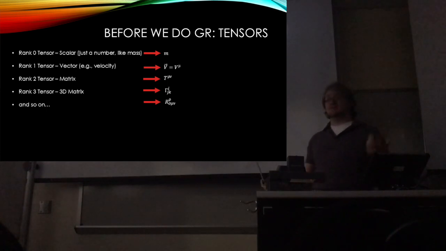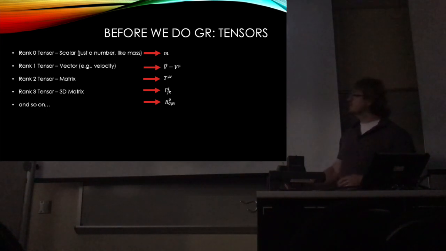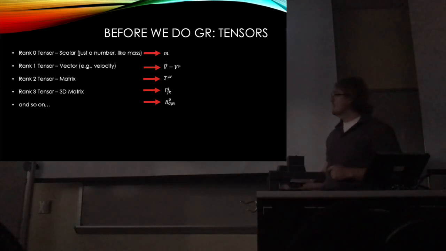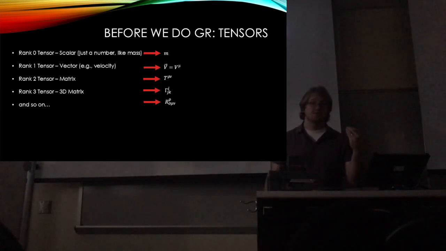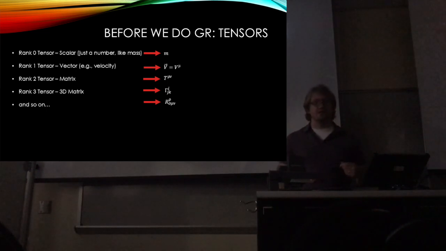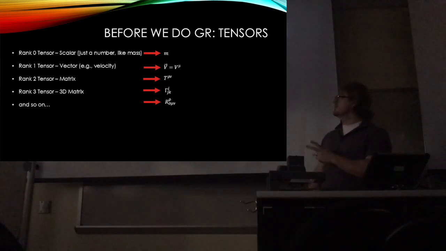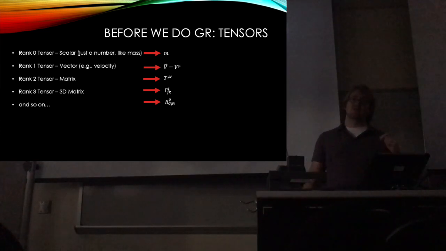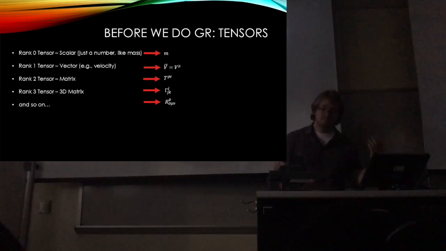But this concept generalizes to more complicated things. A scalar is just a number, like a mass or a charge or whatever. A rank 1 tensor, which is a vector, is a quantity that has components. A three-dimensional vector is an arrow that points in some direction, say velocity. In general, in GR, you deal with 4-vectors. So this notation v^mu means that mu takes 4 values, typically denoted as 0, 1, 2, 3. So 0 is time, and 1, 2, 3 are the 3 spatial dimensions.